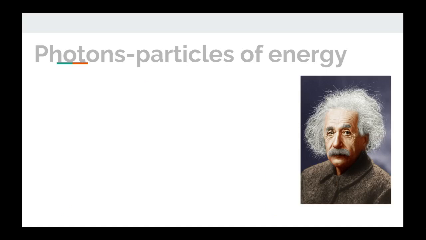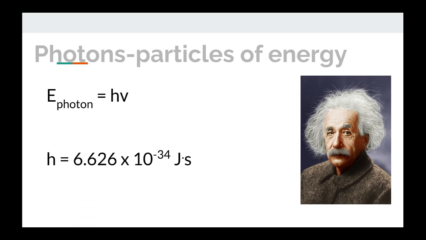A consequence of that was this understanding of a photon, which is a particle of energy of electromagnetic radiation. The amount of energy that each photon carried could be quantified by taking Planck's constant, which was 6.626 times 10 to the negative 34th joule seconds, and multiplying that by the frequency in hertz. And that would tell you how much energy each photon carried.